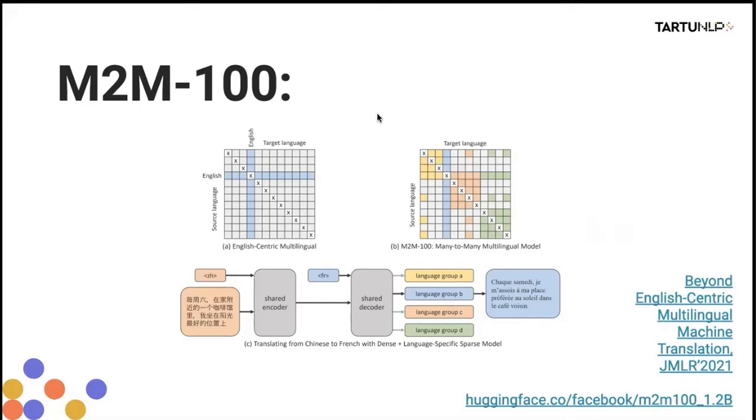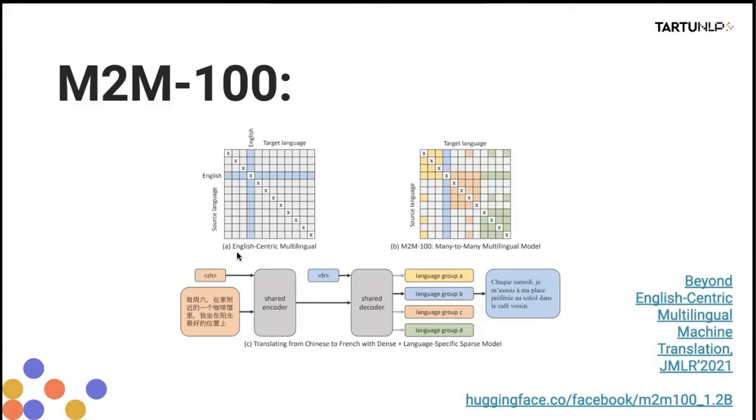Before that, here's a scheme I took from their paper where the English-centric multilingual system is depicted on the left under A, where the language pairs included in the training include either English and target language or source language and English. And here they included many-to-many multilingual data, and this is grouped into language groups, some families, or some similarity groups between languages, and they included all of that into the training.